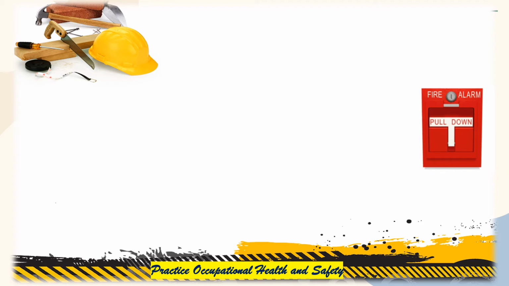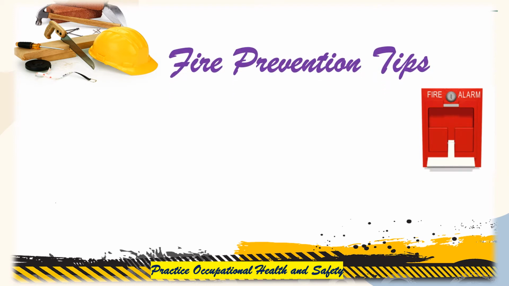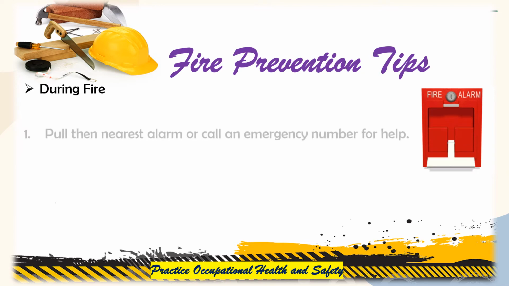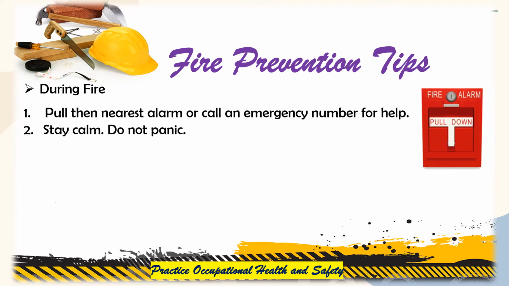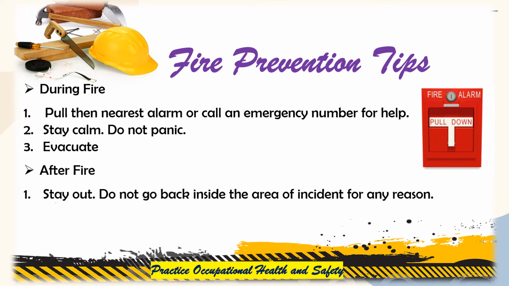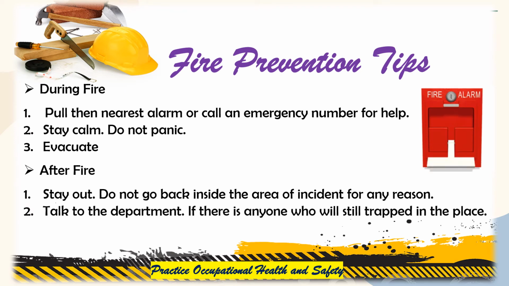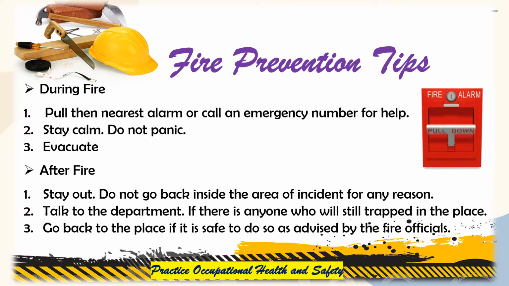Okay, so how can we prevent fire? So here are the fire prevention tips. During a fire, what are we going to do? First, pull the nearest alarm or call an emergency number for help. Number 2, stay calm, do not panic. Number 3, evacuate. After the fire: first, stay out. Do not go back inside the area of the incident for any reason. Second, talk to the fire department if there is anyone who is still trapped in the place. And number 3, go back to the place only if it is safe to do so, as advised by the fire officials.